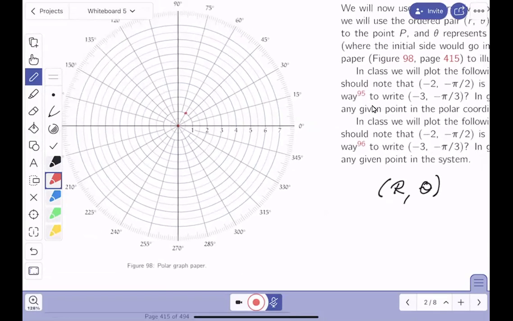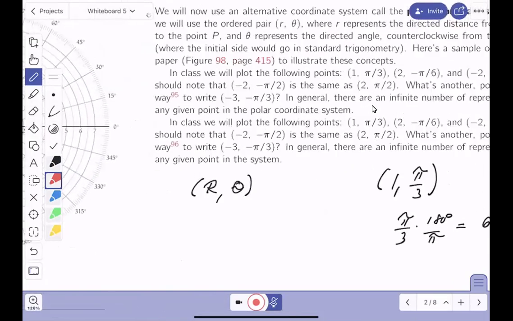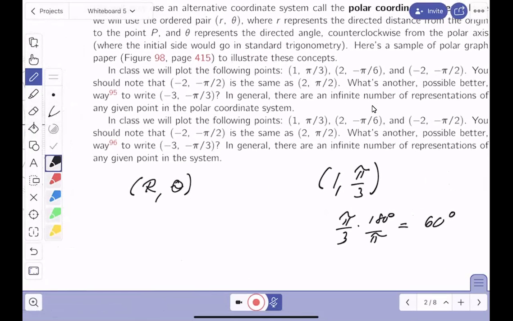All right, let's keep going. We just did that one. Let's do another one, and I'll put that one down for you. The other one I want to do, and again, I'm just looking at the notes, is (2, -pi/6). All right, I'm going to convert the angle.